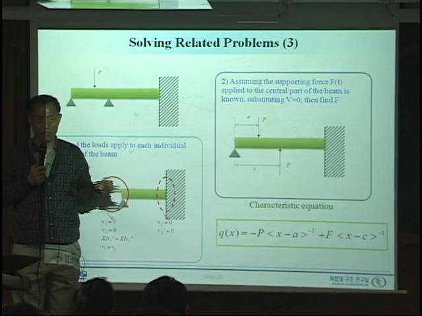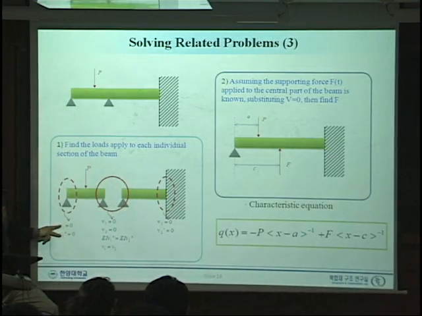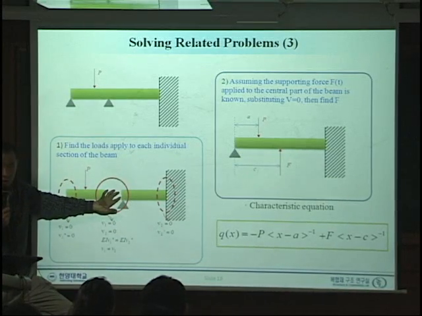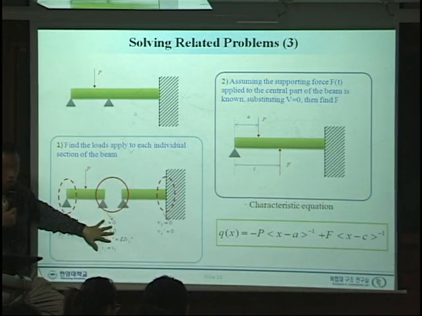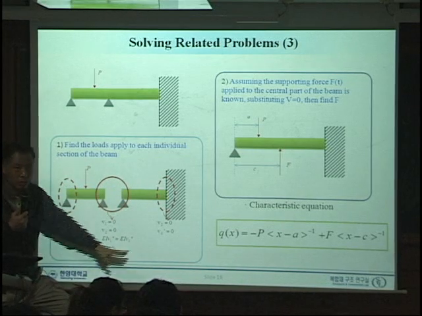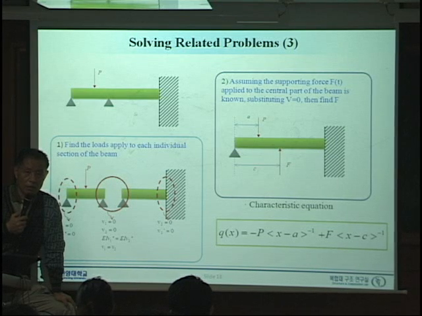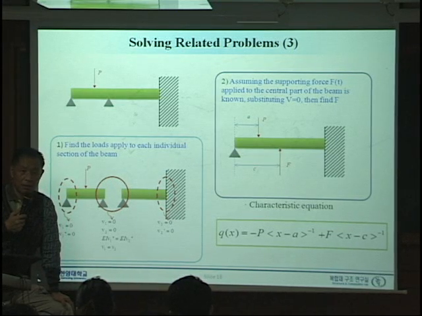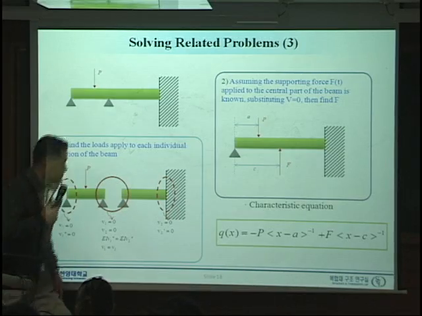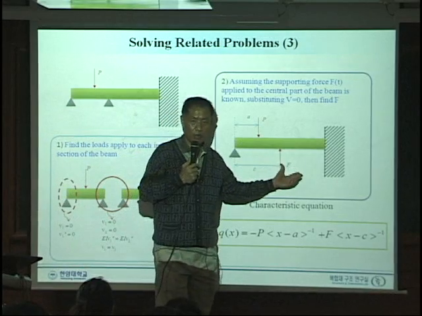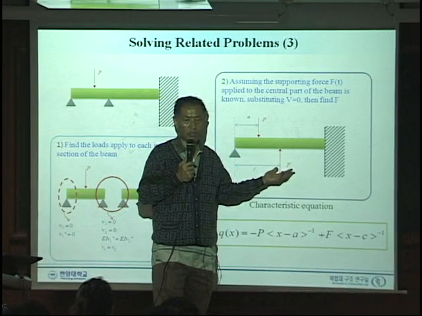Now, how many boundary conditions do we have? We have 2 boundary conditions here, 2 boundary conditions here, and here at the junction, you have 4 conditions, so that we can solve those 8 constants using these 8 conditions. Very complicated. So, well, I don't want to recommend this method. But this one is rather much simpler and straightforward.